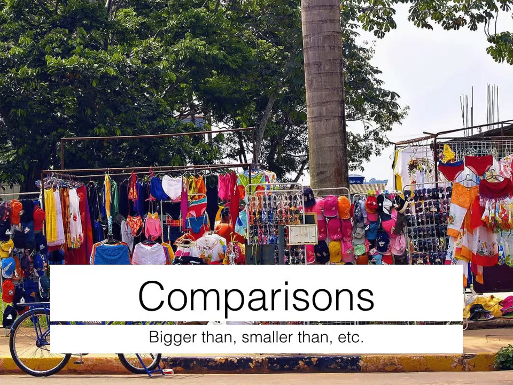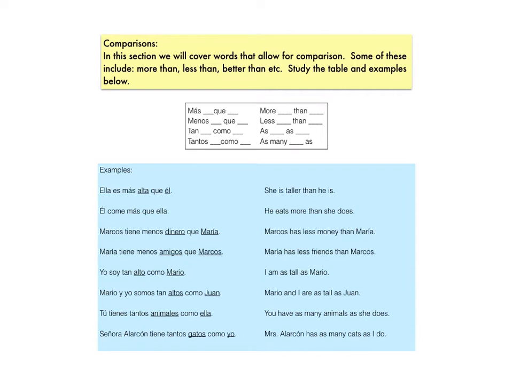In this section, we'll be talking about comparisons. We use comparisons all the time. Comparisons such as bigger than, smaller than, etc. In this section, we'll cover words that allow for comparison. Some of these include more than, less than, better than, etc.